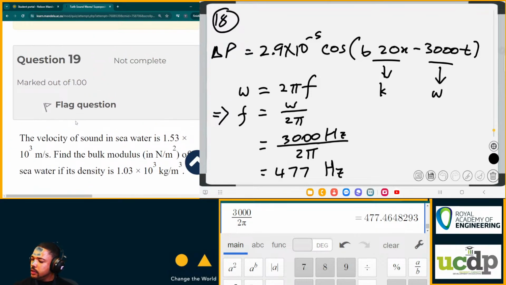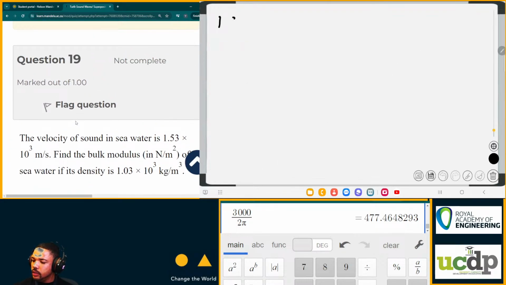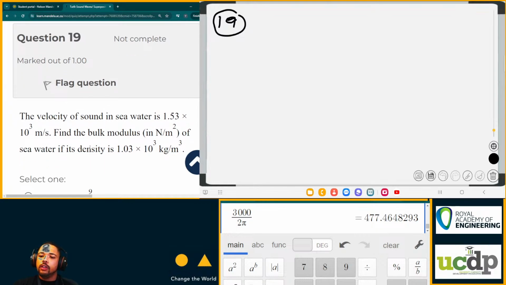Question 19. Remember, these are all problems on standing waves, resonance, and sound. Now, question 19. They ask, the velocity of sound in seawater is 1.53 times 10 to the 3 meters per second. Find the bulk modulus in newtons per meter squared of seawater if its density is 1.03 times 10 to the 3 kilograms per meter cubed.